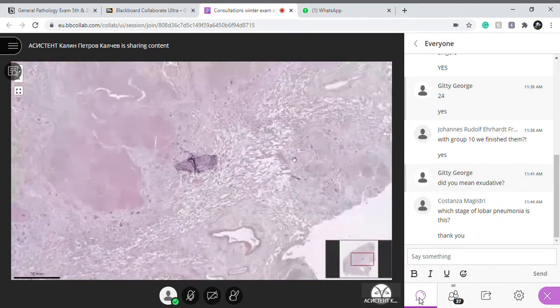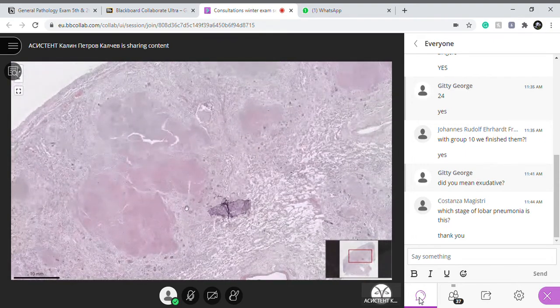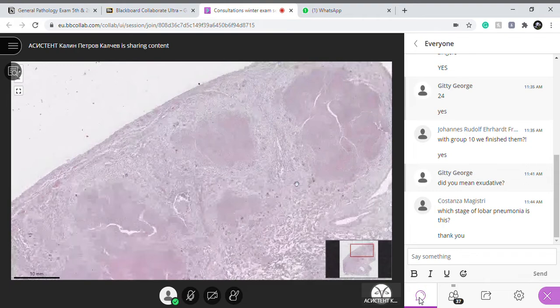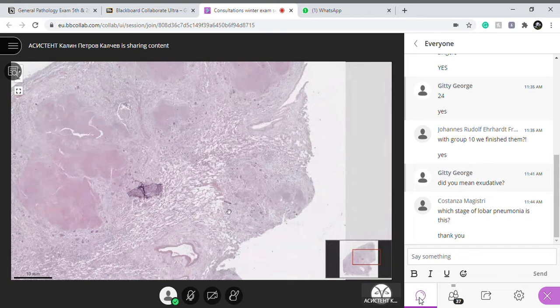So when you define that this is the lung, you will see here several areas of necrosis. Here we have a big area of necrosis, a smaller area of necrosis, another area of necrosis, and another. Here there are some smaller areas of necrosis. But you will see that these necrotic areas are of different sizes and different shapes, and they look quite chaotic.